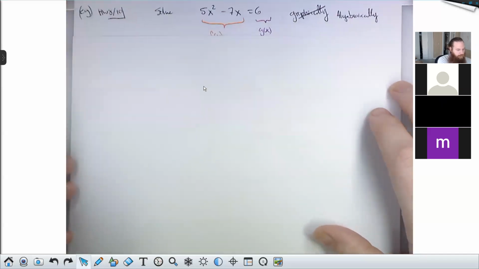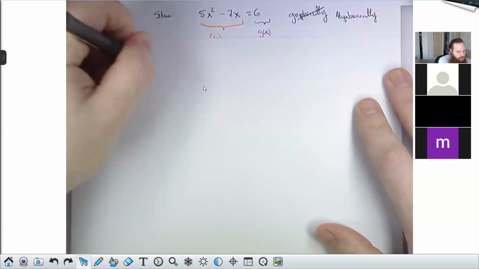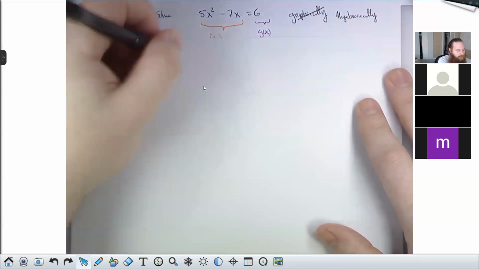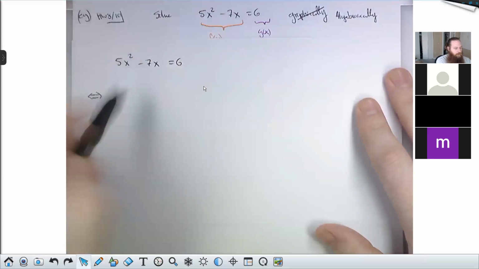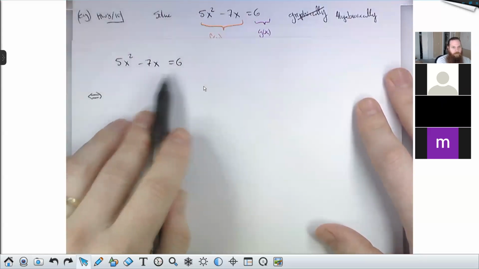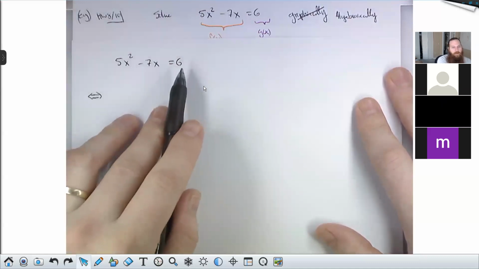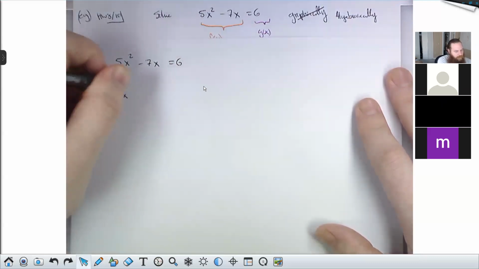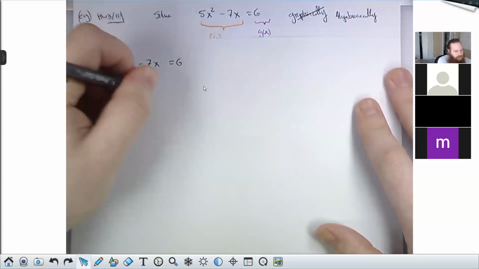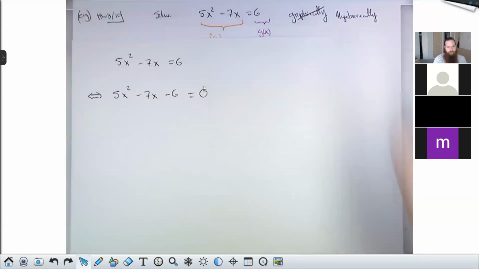And to do that, I would first try to factor. So I would say 5x squared minus 7x equals 6 is equivalent to, remember what we said last time, if you want to factor and set both factors equal to something, you have to have the thing on the right-hand side be 0. So we have to pull the 6 over. So I have 5x squared minus 7x minus 6 equals 0.